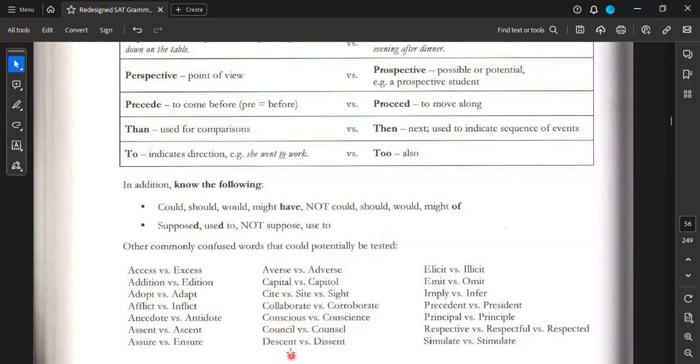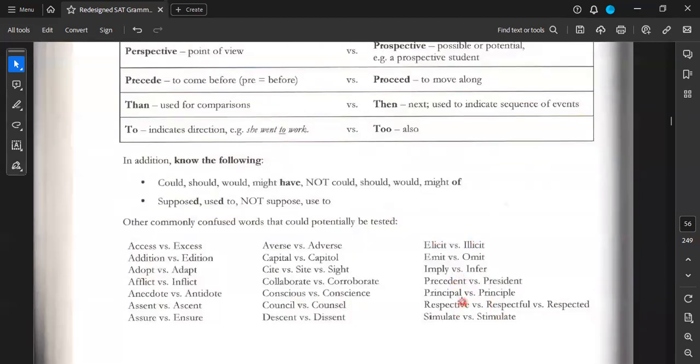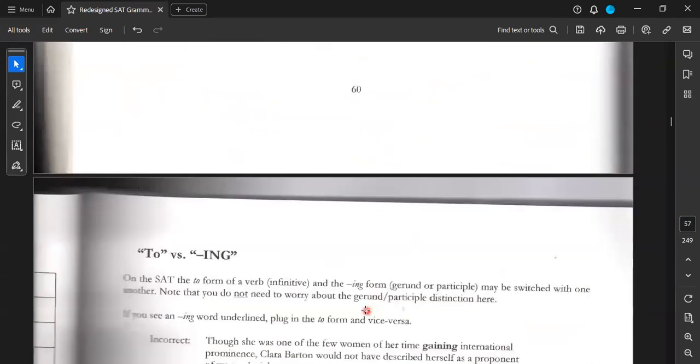You have cancel, like canceling, and you have a council, like the city council or whatever. You have dissent, illicit and elicit, right? Elicit a reaction, but illicit means like illegal. You have emit versus omit, imply versus infer. You have precedent and president. You have principle and principal. Respective, respectful, respected. You have simulate and stimulate, and so on. So you have a bunch of these.